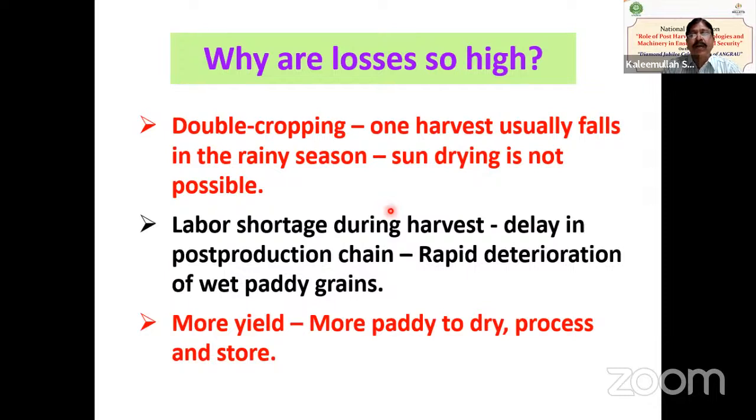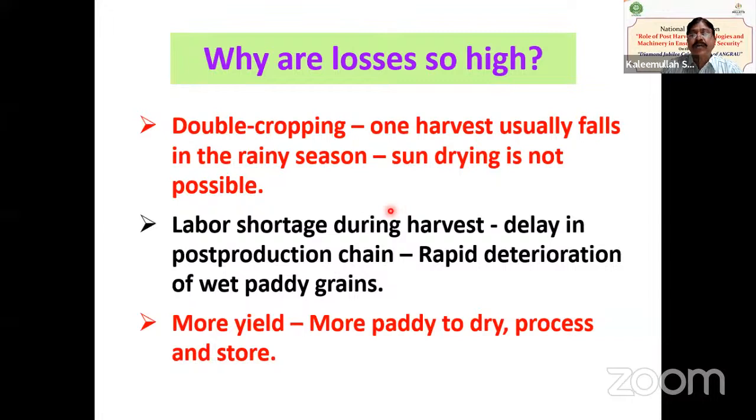One reason is double cropping, especially if you see the paddy in our Andhra Pradesh area. There you can see double cropping, where one harvest usually falls in the rainy season. During the rain, completely the crop will be drenched, or even if we have harvested the crop, all the grains will be completely spoiled, because at that time sun drying is not possible, and big dryers are not available, and that's why there is a huge loss.